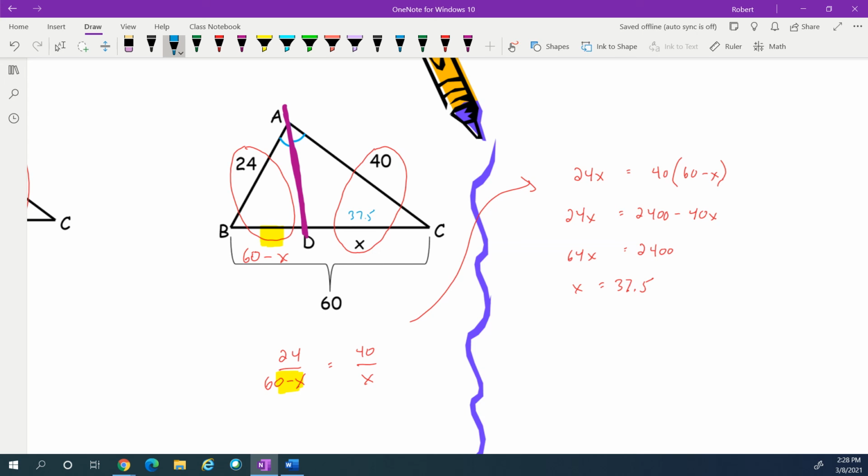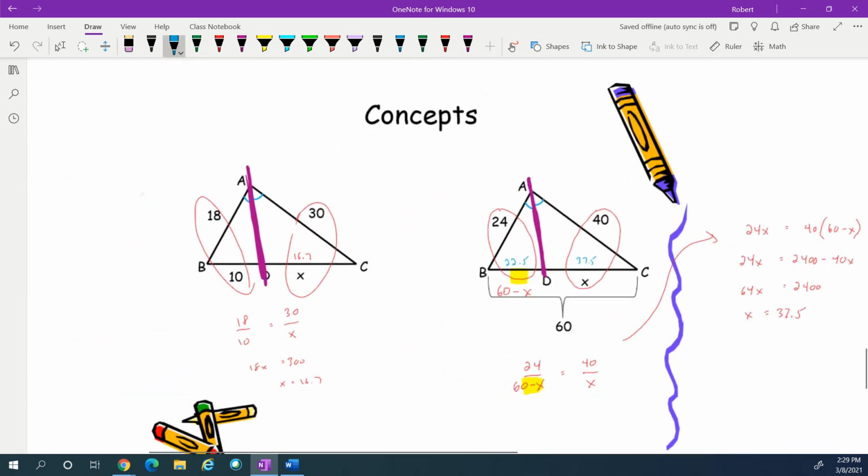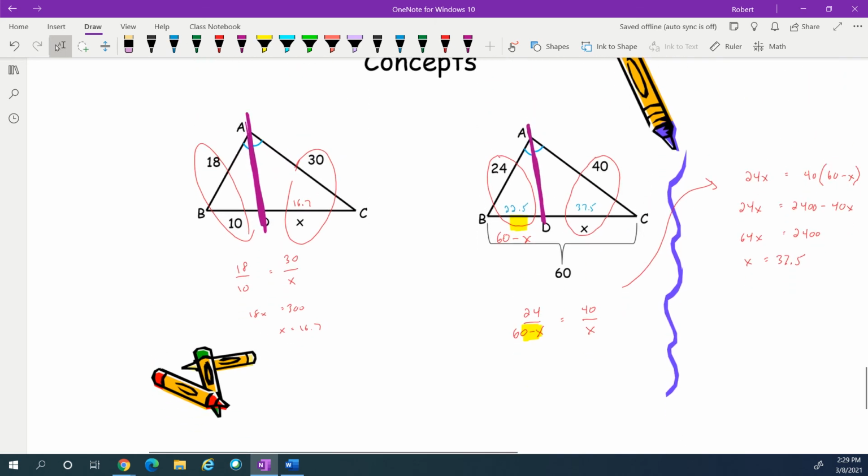60 minus x tells us that the left side is 22.5. And again, the left side is smaller than the right side, so the left segment, BD, is smaller than the right segment, DC. So we can see some consistency in these values. Okay. All right, parallel lines and proportional parts.